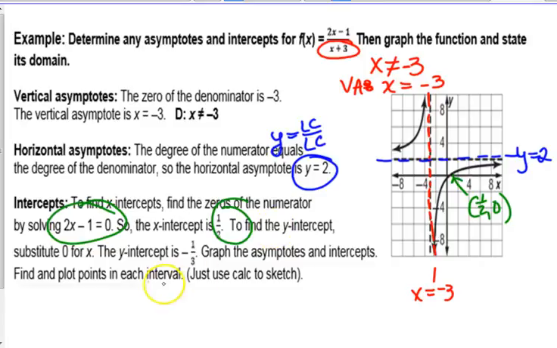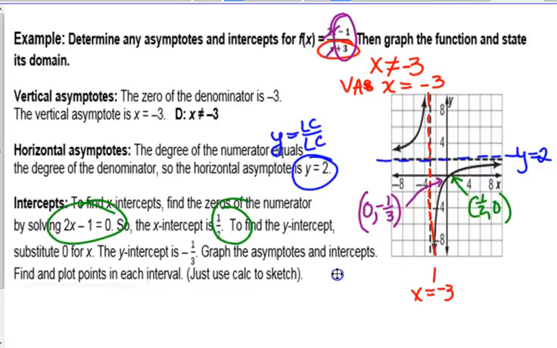The y-intercept is what? How do you find the y-intercept? Plug in 0. If we go back to the original, this was 0, this was 0, we would be left with negative 1 over 3. So the y-intercept down here, it is crossing at 0, negative 1/3, which are not very visible on that graph.